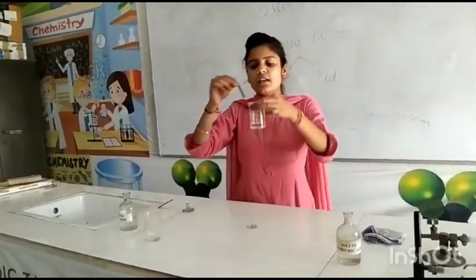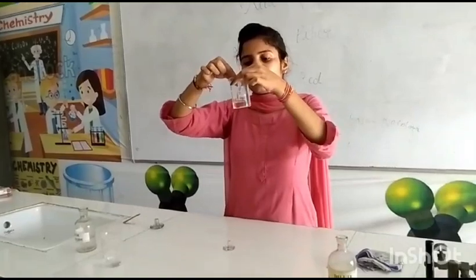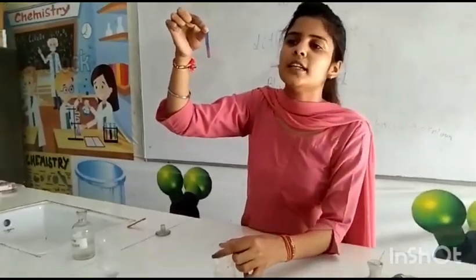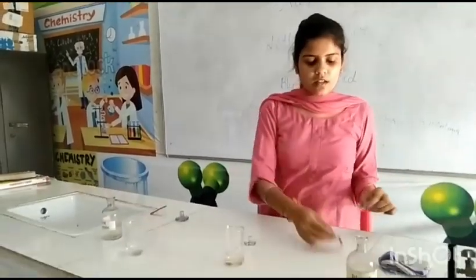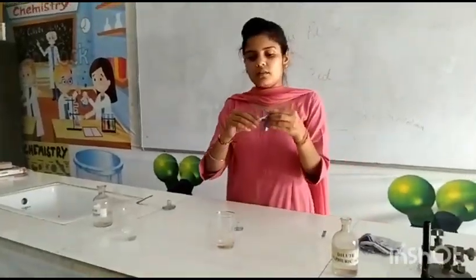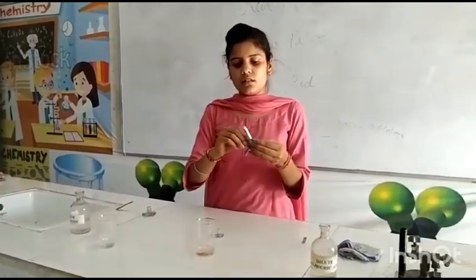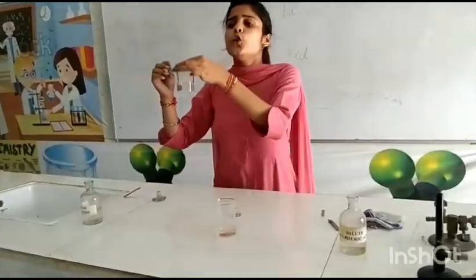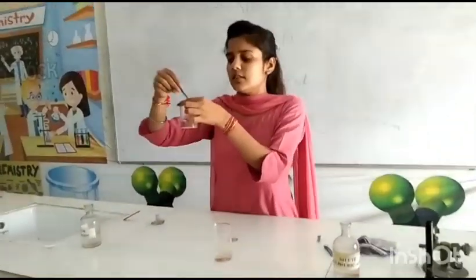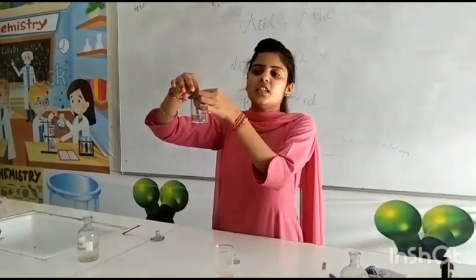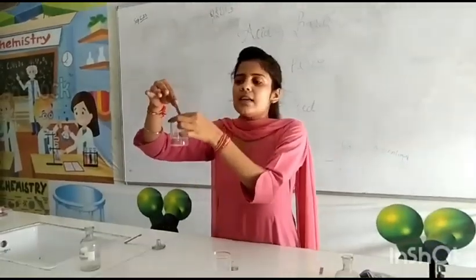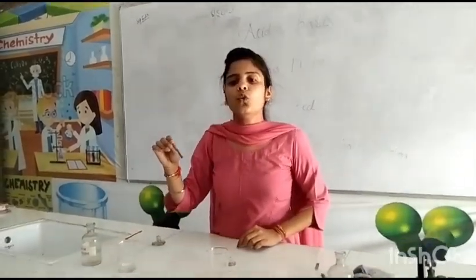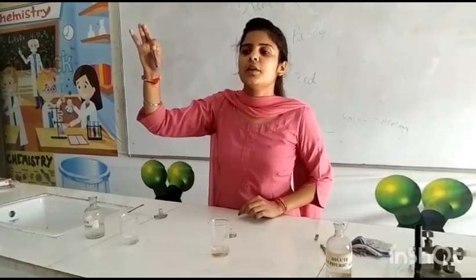So now we will see. Color conversion is there. Yes, ma'am. This blue litmus paper gets converted into red. Now we will see in the base. Now I am taking this blue litmus paper and we dip it in the base. No color conversion will be there. See, it will not change to any color. Okay? In an acidic medium, only blue litmus paper gets converted into red. In the base, no color change occurs.